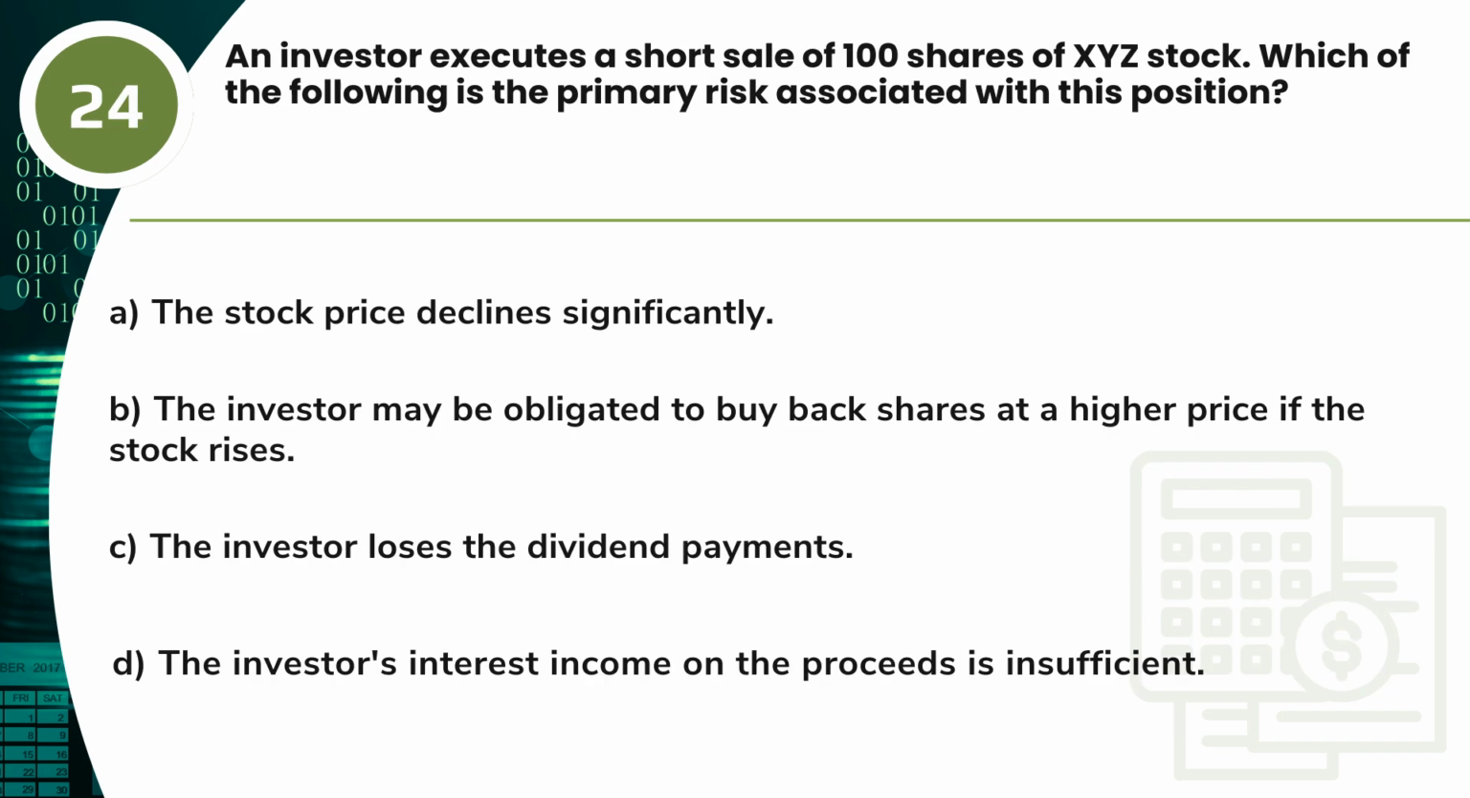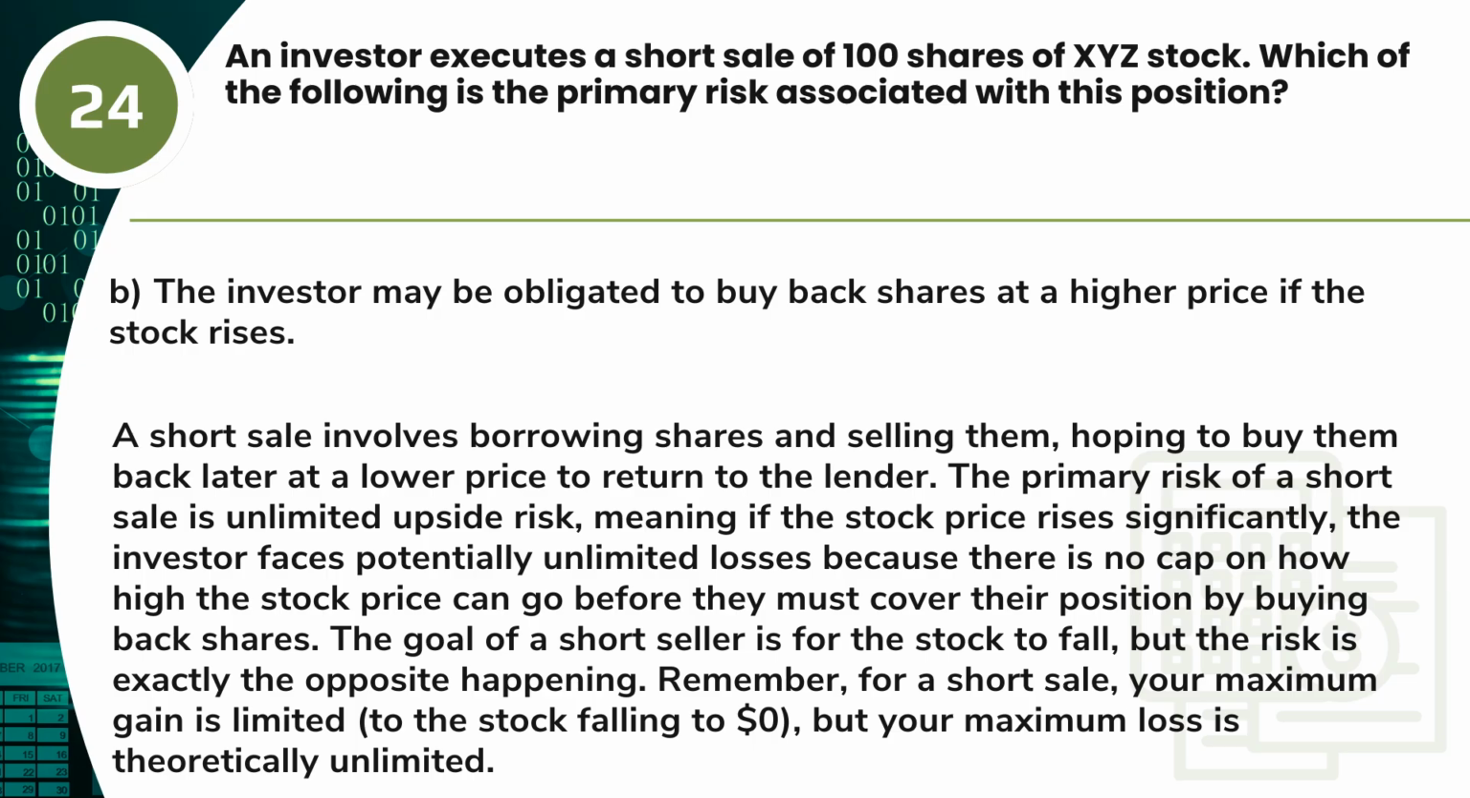Question 24. An investor executes a short sale of 100 shares of XYZ stock. Which of the following is the primary risk associated with this position? A. The stock price declines significantly. B. The investor may be obligated to buy back shares at a higher price if the stock rises. C. The investor loses the dividend payments. D. The investor's interest income on the proceeds is insufficient. Answer B. The investor may be obligated to buy back shares at a higher price if the stock rises.